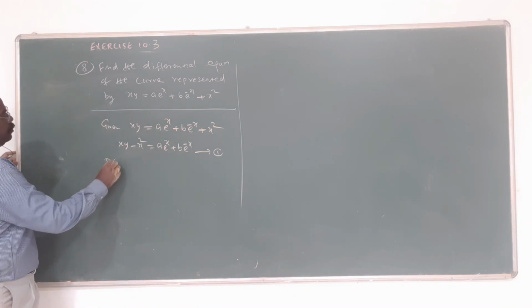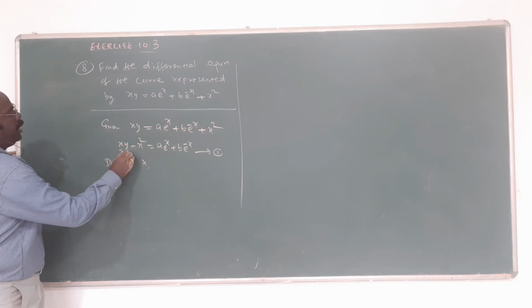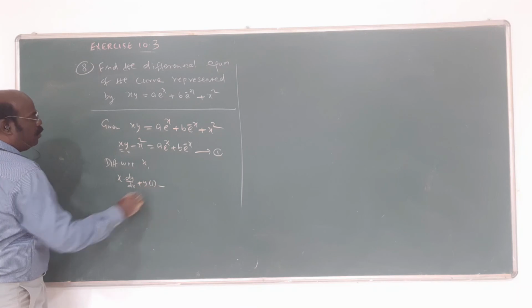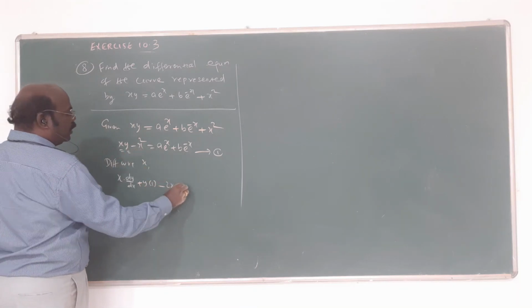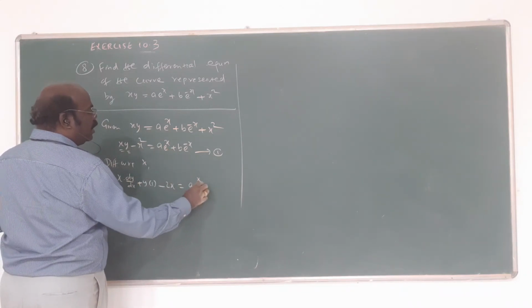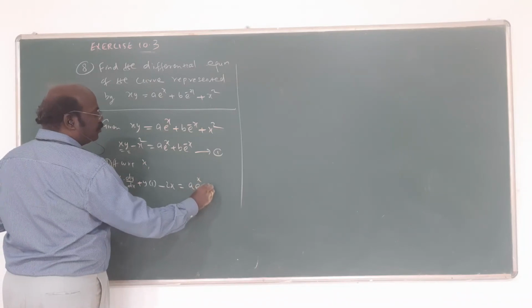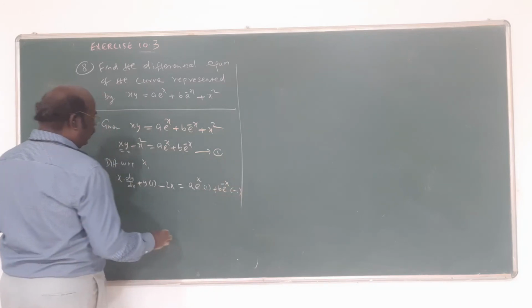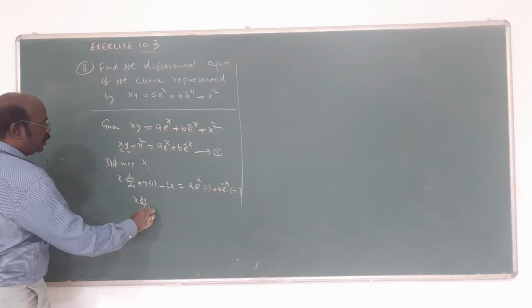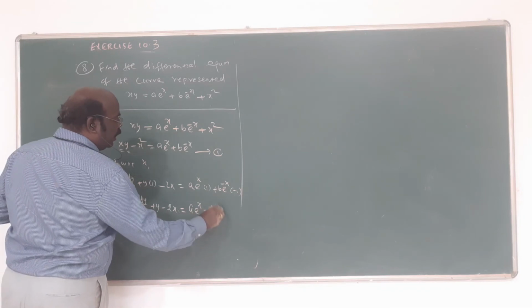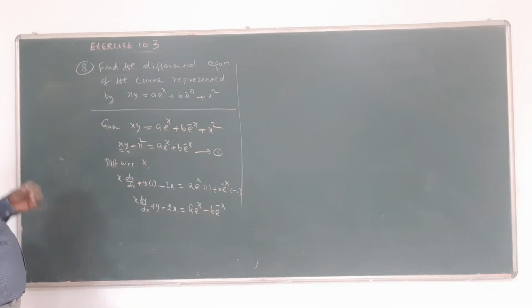Now differentiate one time with respect to x. The derivative of xy is x into dy/dx plus y into 1, minus the derivative of x², which is 2x, equals a into e^x, the derivative of the power x is 1, plus b into e^(-x), the derivative of the power is minus 1. So dy/dx plus y minus 2x equals a e^x minus b e^(-x). This is over.